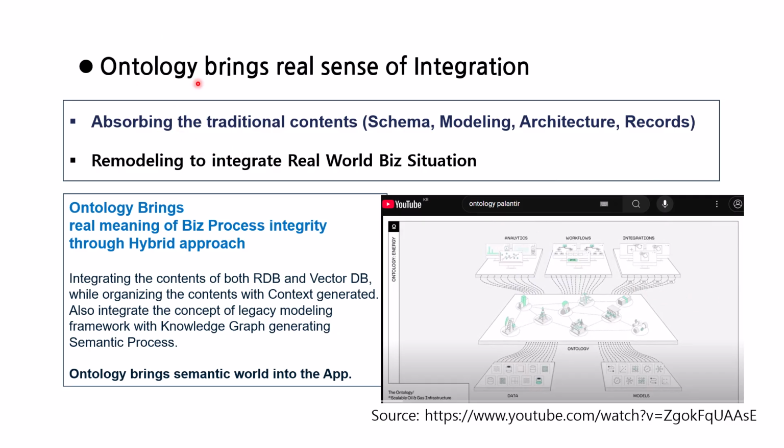So the ontology brings a real sense of integration. It observes the traditional contents, the quantitative manifestation of the world, and remodels it to integrate the real-world business situation, integrating the qualitative views. So ontology brings the real meaning of business process integrity through a hybrid approach.